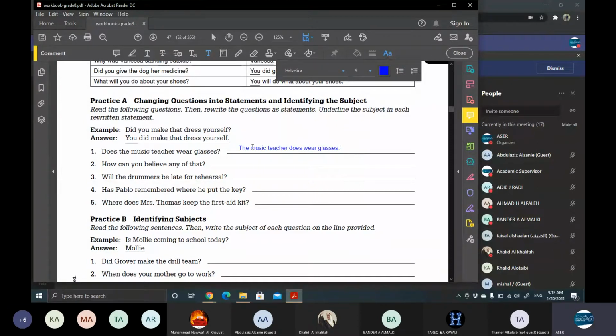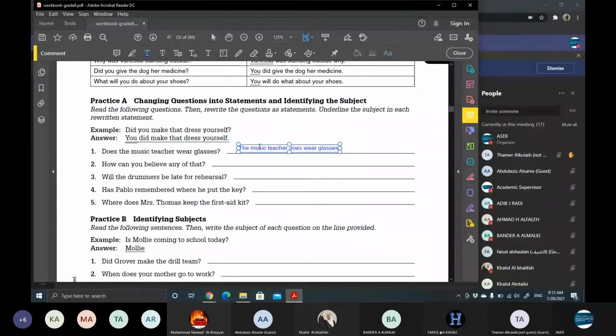So where is the simple subject? Teacher. Bravo, Hussein. Very good. So teacher is the simple subject. What about the complete subject? The music teacher. Well, not just music teacher. The music teacher is the complete subject. Yes, Mohammed, no problem. No problem. Tamer, do you have a question?